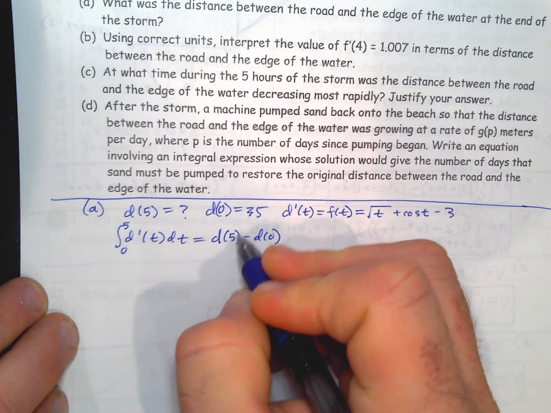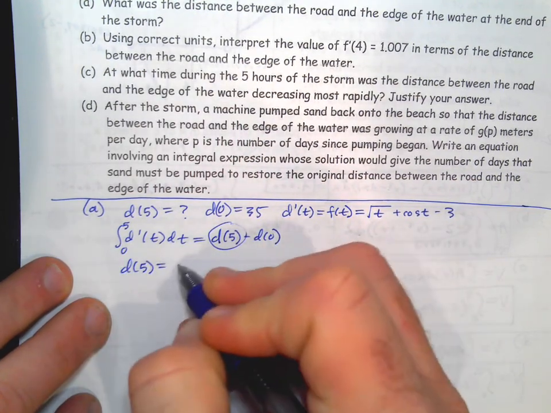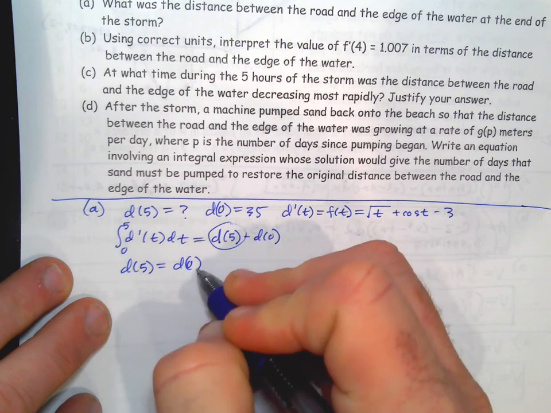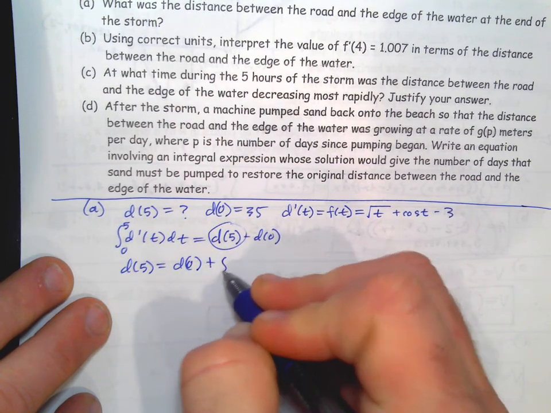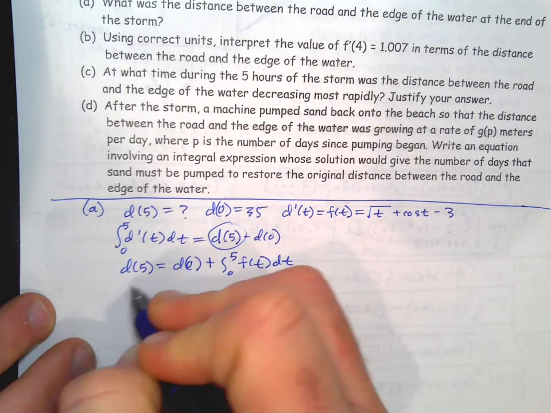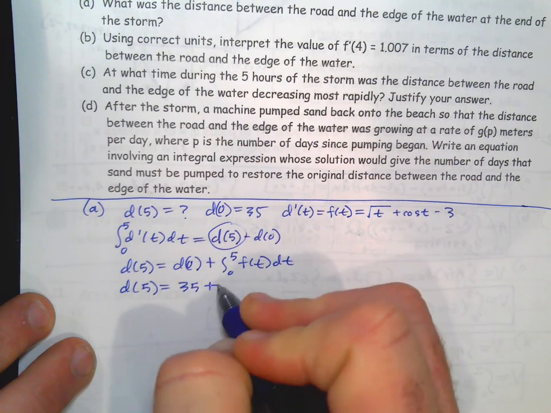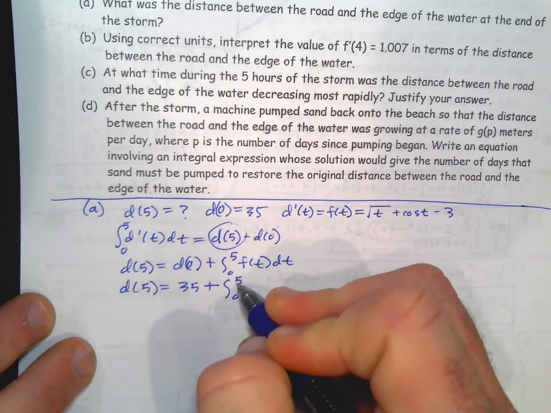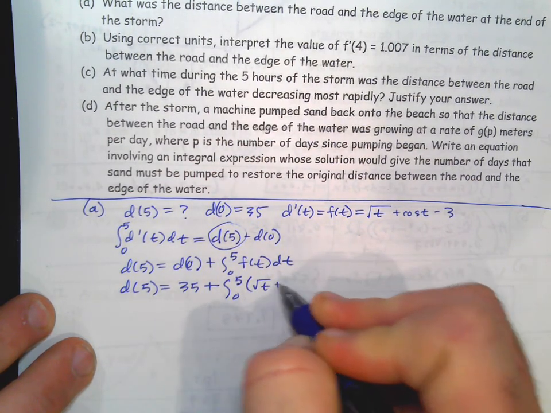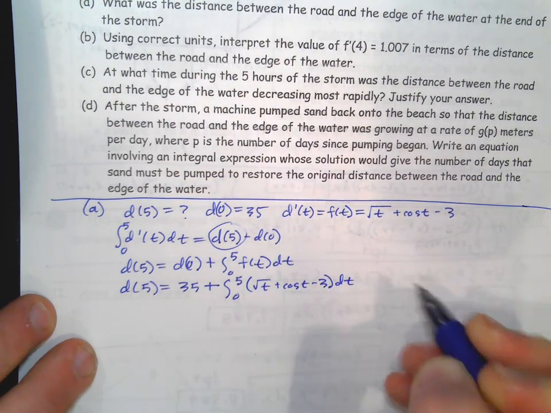So I want D5. So D5 equals D0 plus the integral 0 to 5. Now D prime was f of t. So then D5 equals 35 plus the integral from 0 to 5 of square root of t plus cosine t minus 3 dt.